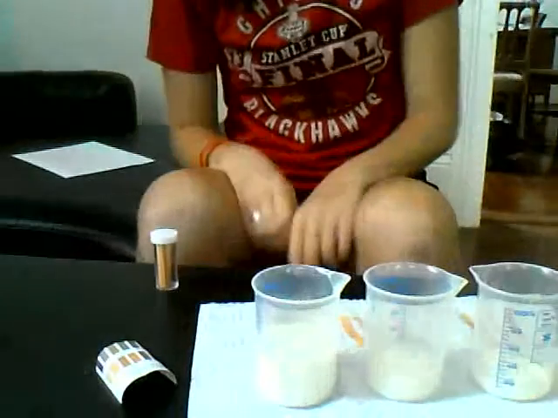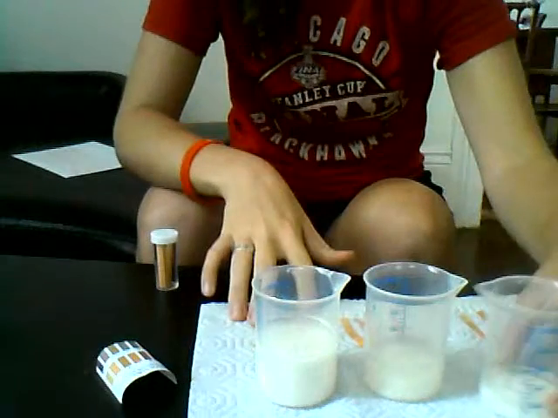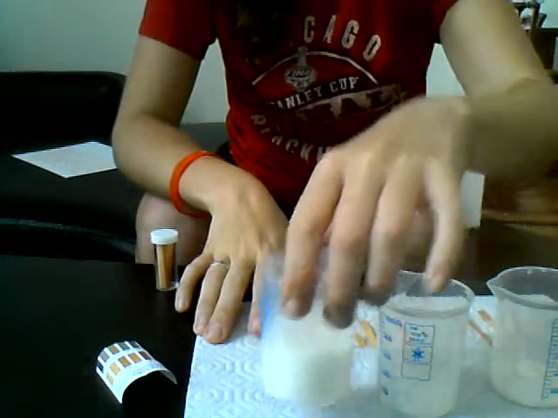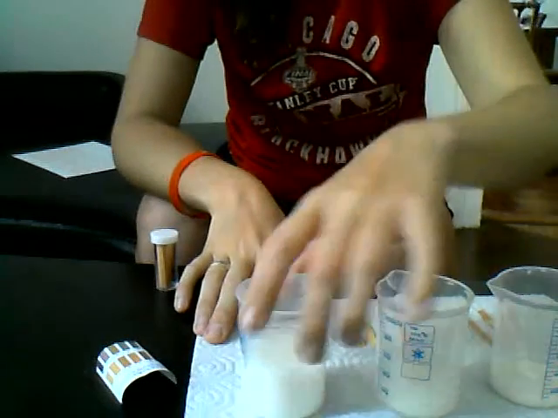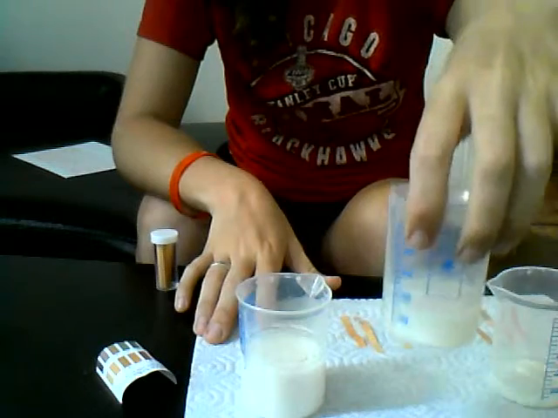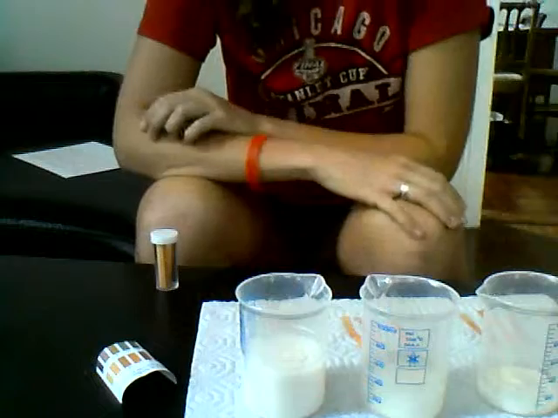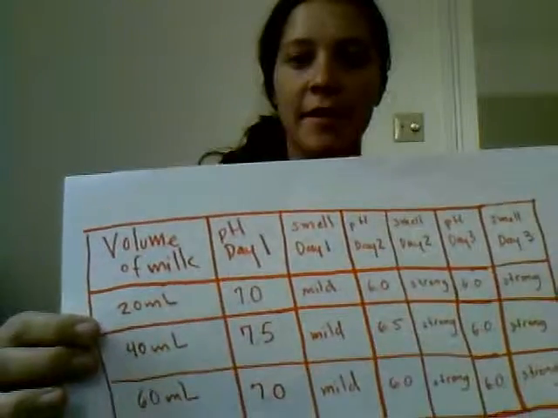So, as you can see, actually let me show you. Here are our milk samples, and this was the 20 milliliter, this was the 40 milliliter, and this was the 60 milliliter. And they all actually look a little bit different. They've all separated in different ways. But remember, we're measuring the pH level. So the first thing I need to do when I make my conclusion is actually use my data table. This is what we created yesterday.